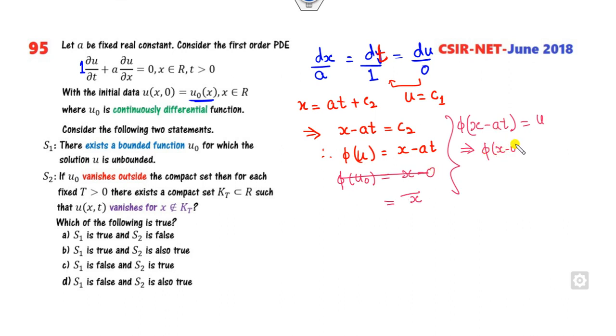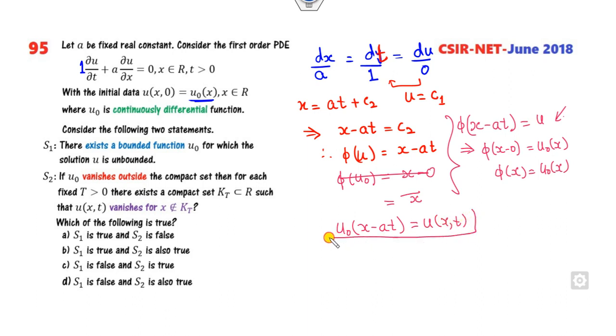Phi of x minus 0 is u0 of x, that is, phi of x is u0(x). So I can substitute this value here. So u0(x minus at) is my u(x, t), that is my solution. So from here we can see u and u0 are the same.